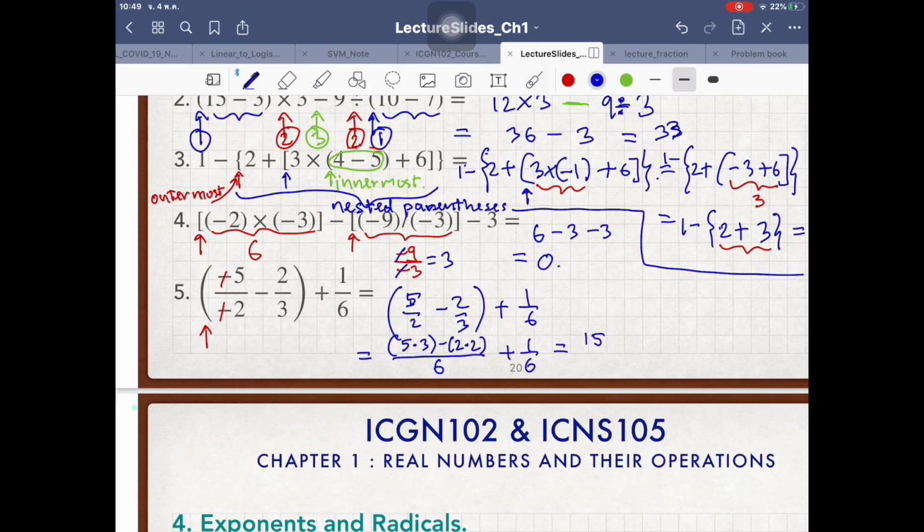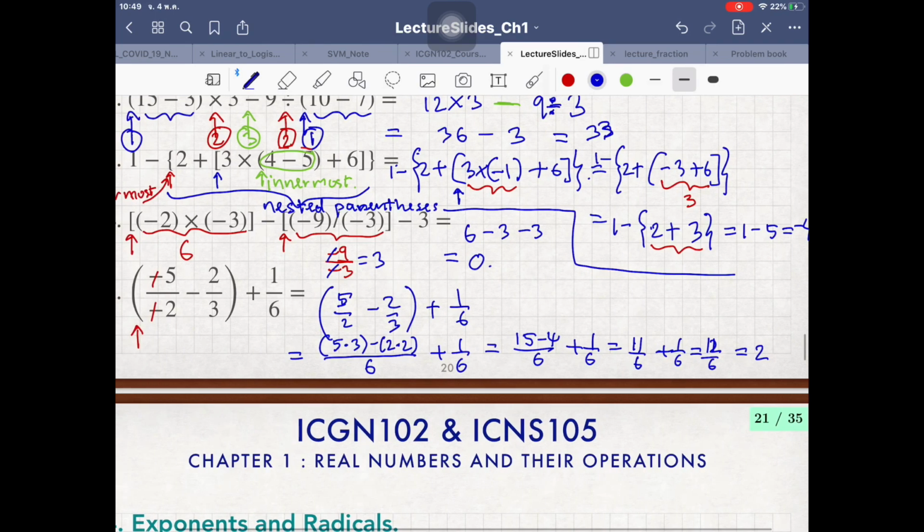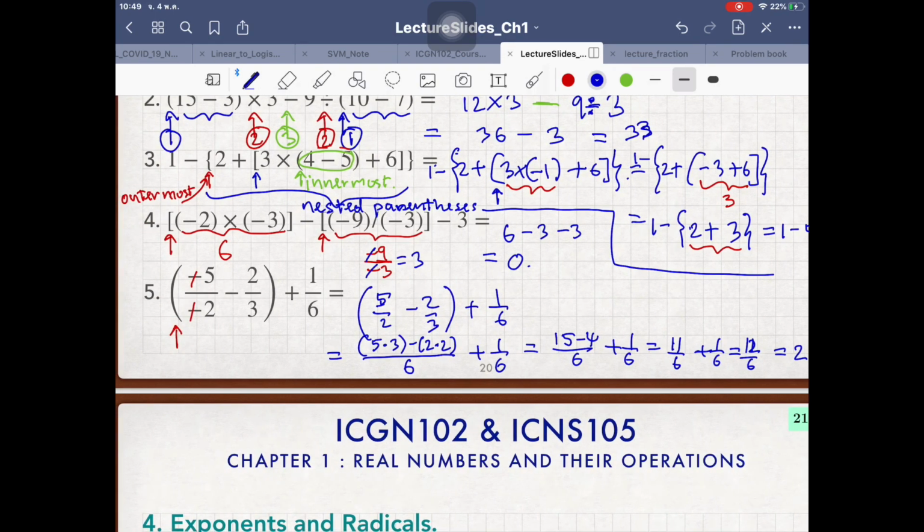So here you're going to get 15 minus 4 over 6 plus 1 over 6 again. So this will give you 11 over 6 plus 1 over 6. Now you're going to get 12 over 6. So the answer will be 2. All right, so that's about the order of operations.